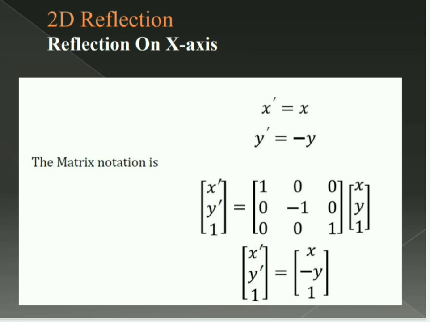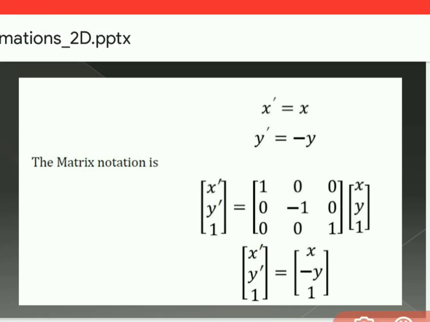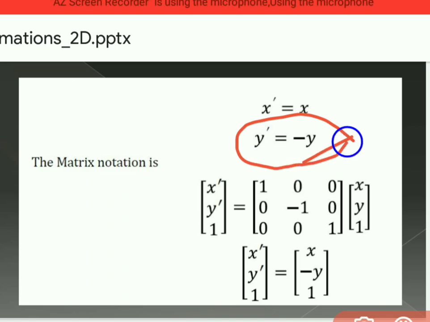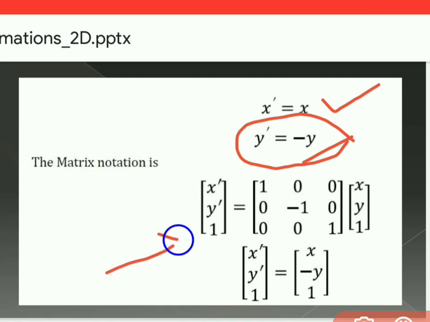First one is reflection on the x-axis. The algebraic equations for that: x dash is equal to x, y dash is equal to minus y. Now here, suppose you want to reflect on the x-axis, that time change the value of the y coordinate only. That means we simply change the sign of the y coordinate and the x coordinate value will remain as it is. In the matrix notation it is represented like this.